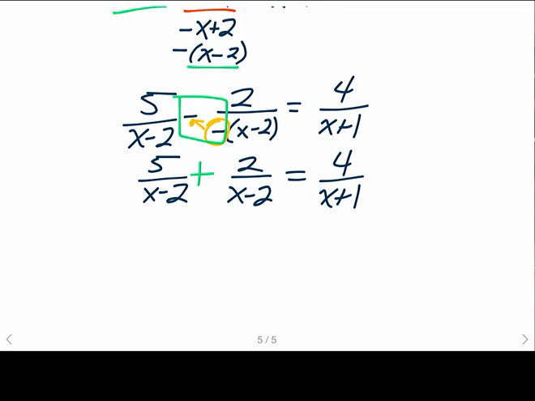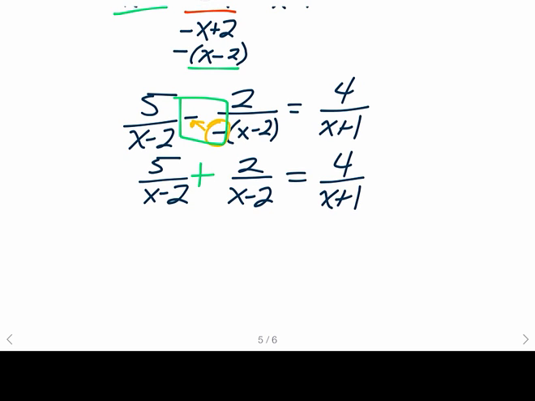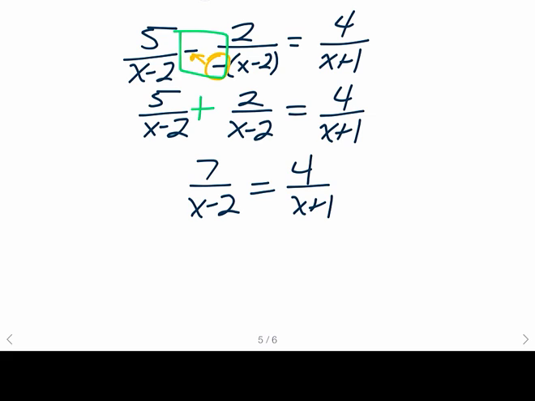Now that I have fractions on the left-hand side with common denominators, we can say we've got 7 over x minus 2 is equal to 4 over x plus 1, and now we have that beast that we call a proportion. Fraction equals fraction, which we can solve by cross-multiplying. Cross products of proportions are equal. So we have 7 times the quantity of x plus 1 is equal to 4 times the quantity of x minus 2.